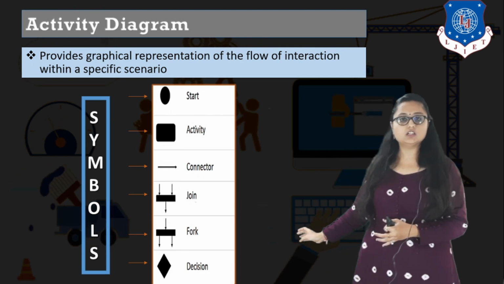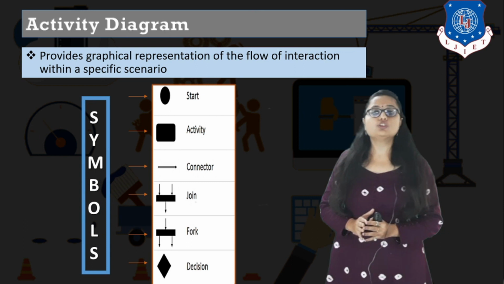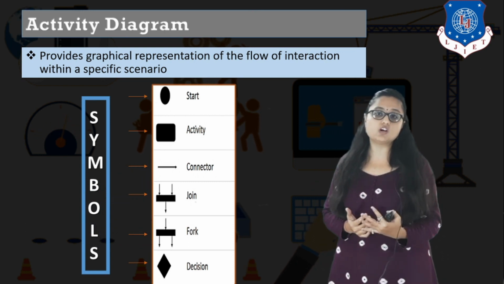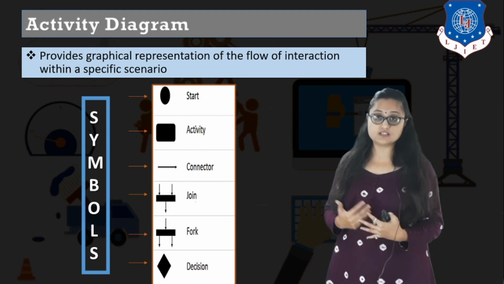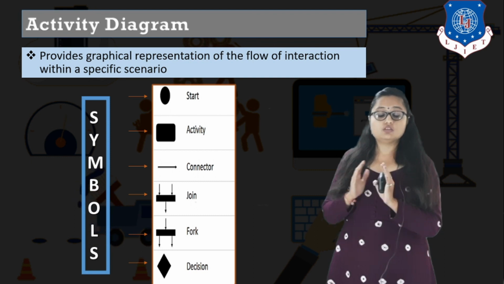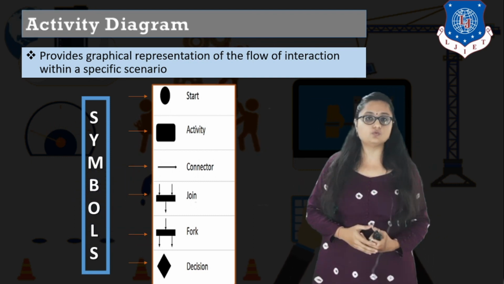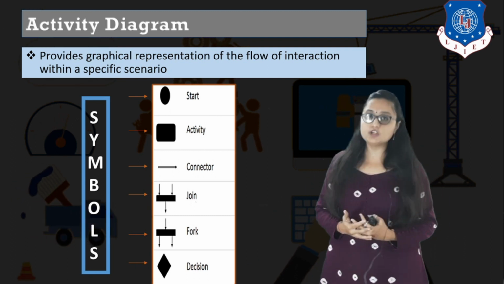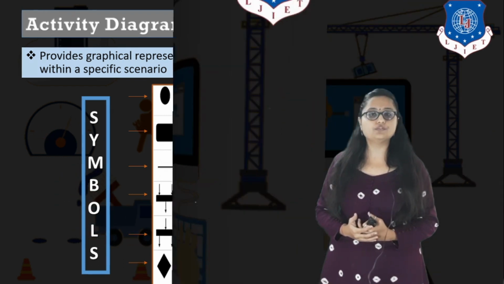And the next symbol is for decision. Whenever you want to show a condition, that is, if you are jumping from one activity into another but there are some conditions involved, that is, there is an if condition involved, you can go for this decision symbol. This decision symbol you have also studied in flowchart. Flowchart is somewhat similar to activity diagram. Some of the symbols are similar, some are different.